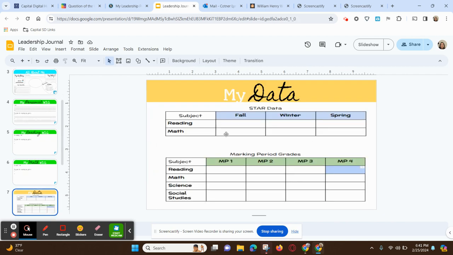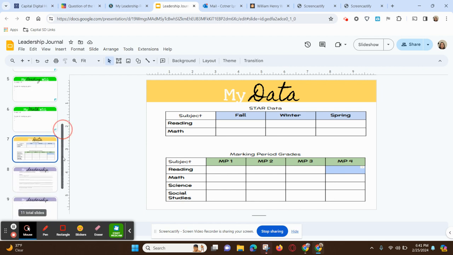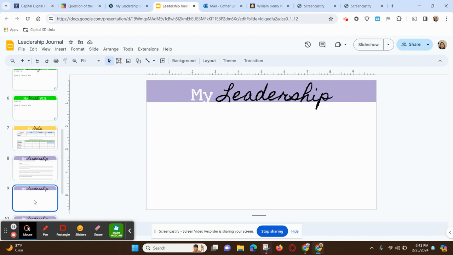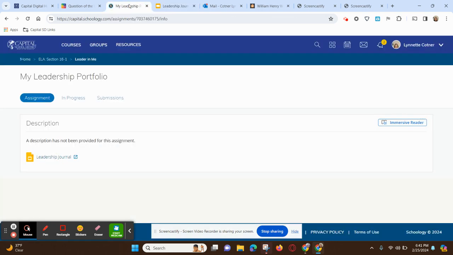What was their testing data? What were their report card grades? And their leadership, what have they been doing to be a leader? What other goals might they have? What other things would they like to be doing this year? Making themselves accountable for their learning.